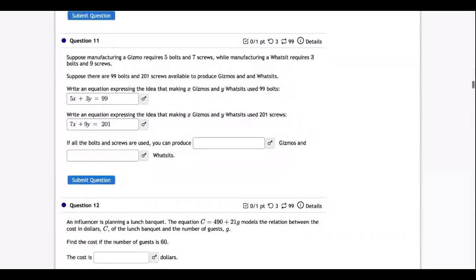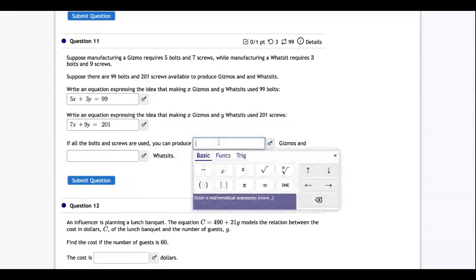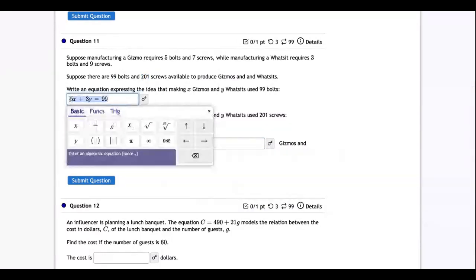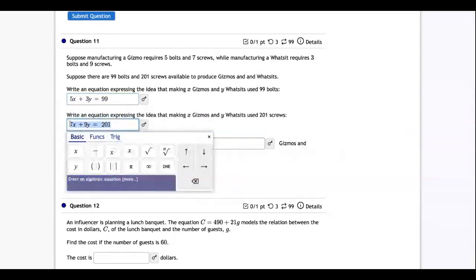If all the bolts and screws are used, you can produce how many gizmos and how many worsets? We have 99 bolts and 201 screws. What is this asking? We have this system of equations, so we just solve for x and y.